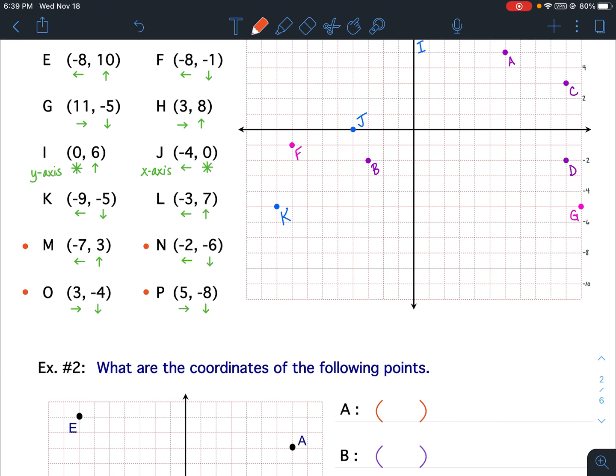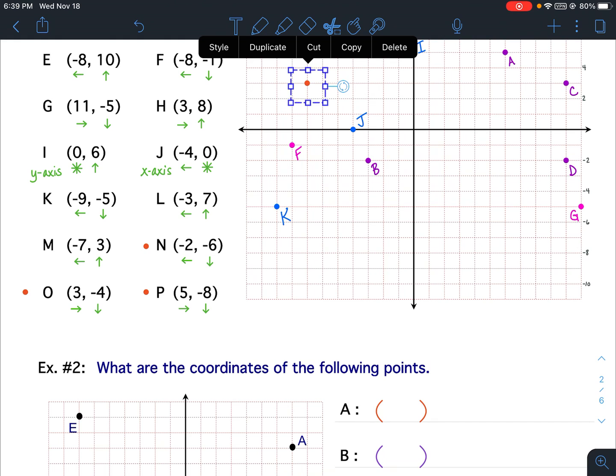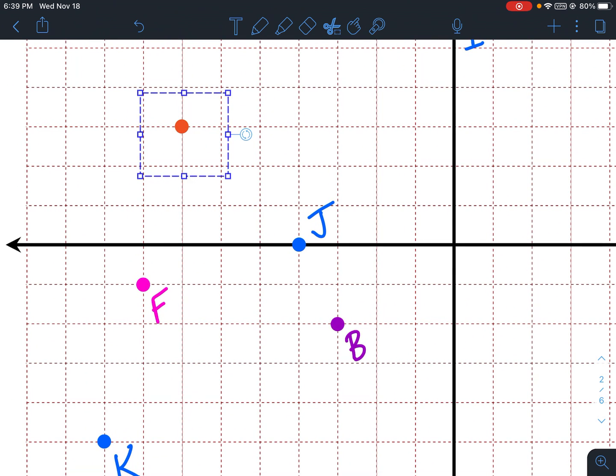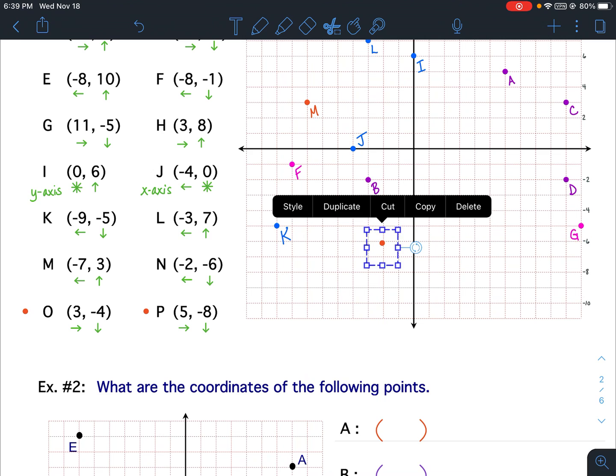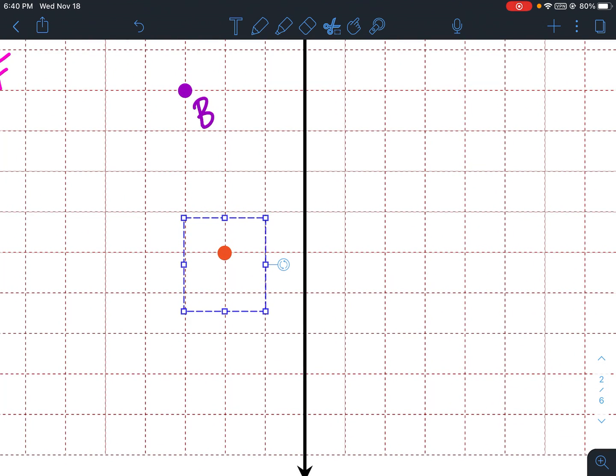M, -7, +3. So to the left 7 and up 3. So again, J was -4, so -5, -6, -7, and up 3. And that is M. N is to the left 2 and down 6. To the left 2, and down 6. That is N.